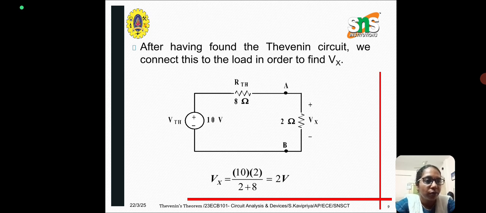Here the voltage division method has been followed. Either we can first apply the formula and calculate the IL, and after that we can find the voltage. Either of the methods can be applied.